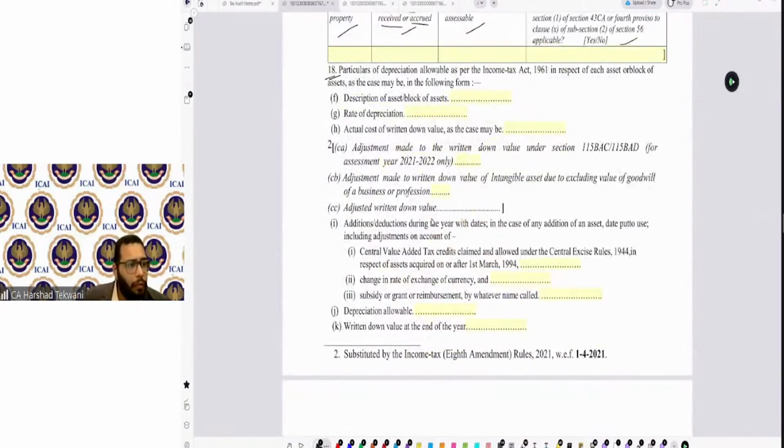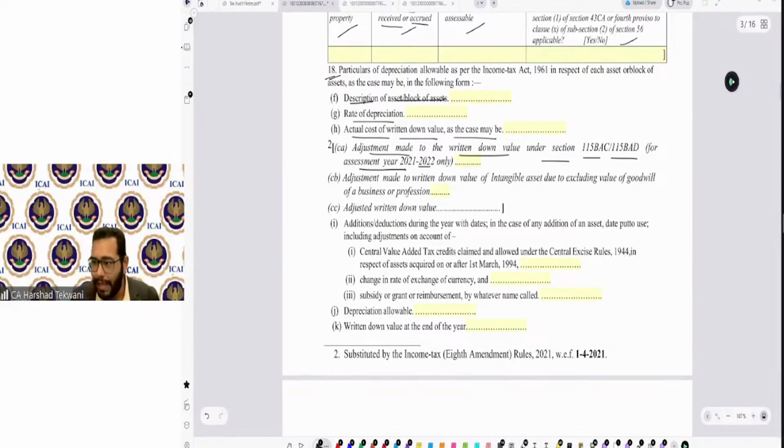So, if you see, what we are required to report is a description of block of asset, rate of depreciation, actual cost or WDV as the case may be, plus any adjustment made to written down value under section 115BAC, BAD. This was only applicable for the assessment year 21-22. So now this will not be applicable. Not that much relevant basically. Adjustment made to WDV of intangible asset due to excluding value of goodwill for business or profession. Again, that was a specific one-time adjustment that was required to be done.